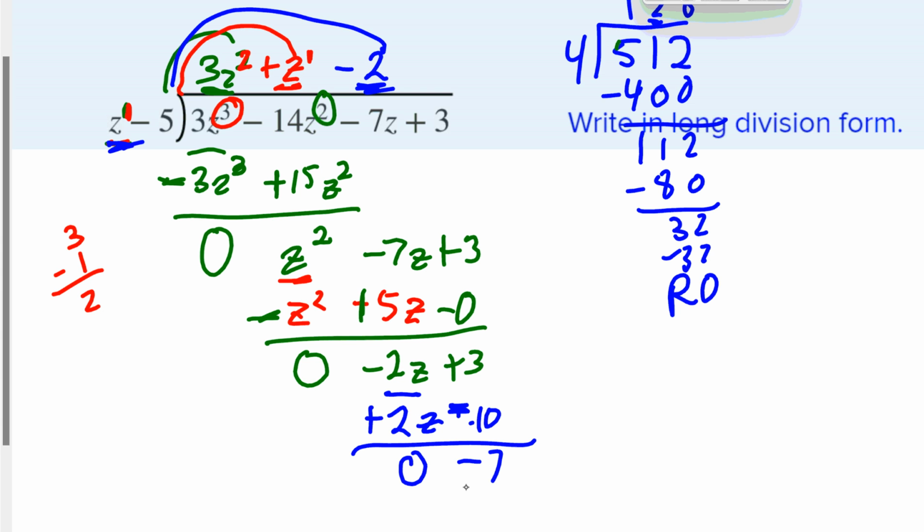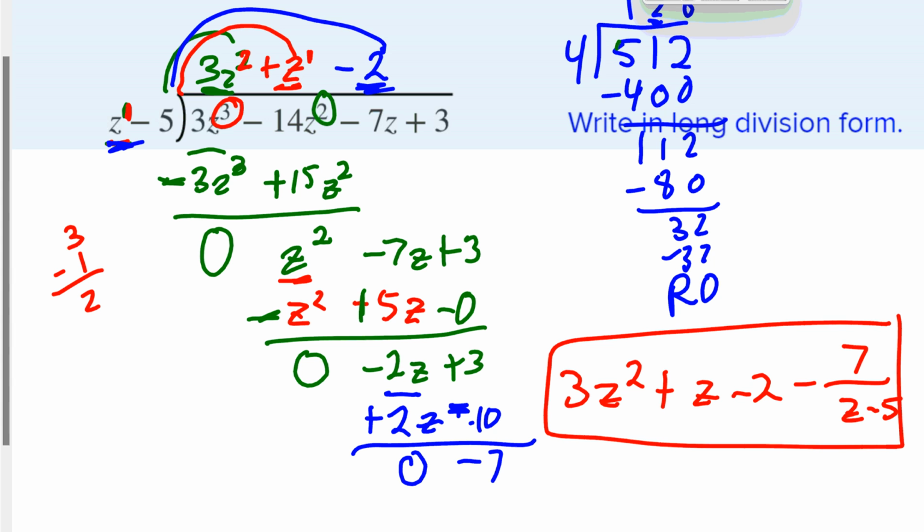So -7 is my remainder, and this is how I write it. I have 3z squared plus z minus 2. Now I have my remainder, -7, so I can put negative 7 over what I divided by, z minus 5. And that's how I write my answer. If I took that and multiplied it by this, I would get this polynomial. Okay, so that's it for that example.